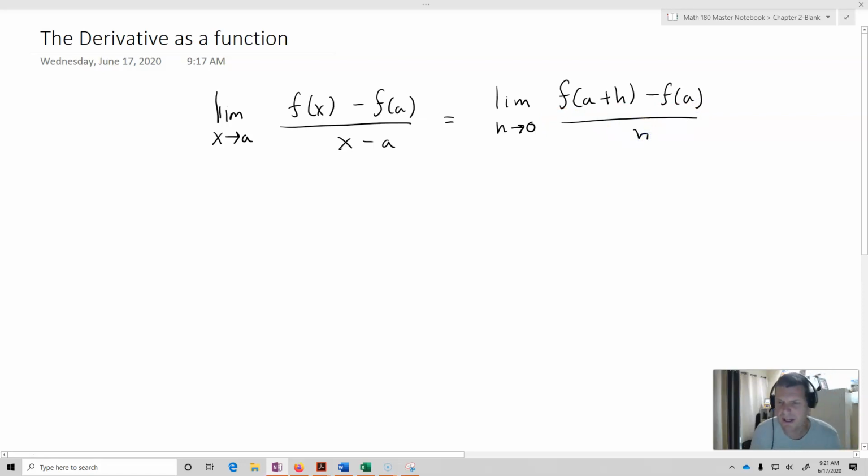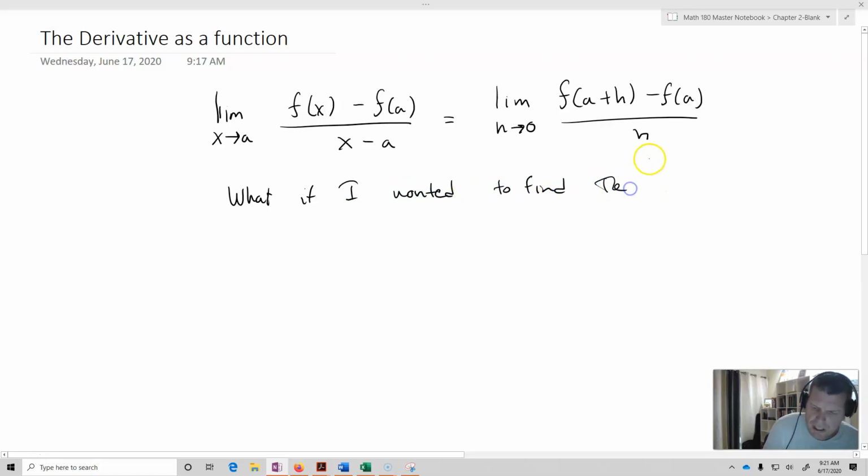Like we were looking at the derivative at a particular point. Now we're going to ask ourselves, what if I wanted to generalize? I wanted to talk about the derivative of a function, its rate of change anywhere on the function. What if I wanted to find the rate of change of a function anywhere on the function?